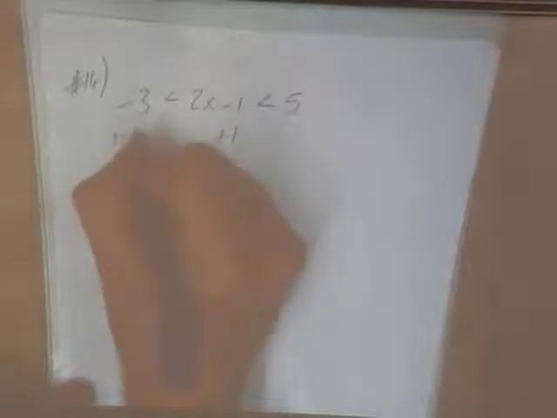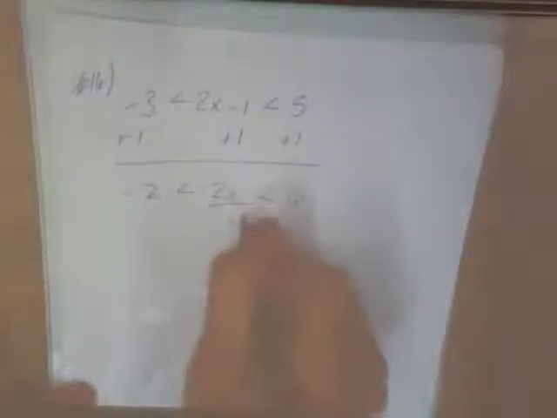16, it's a compound inequality, three parts. The x is always going to be in the middle for these. We want to keep it in the middle, so we want to get the x by itself in the middle. So what do I have to do first? Add the 1 to both the 5 and -3. Add 1 to all 3 parts, right?